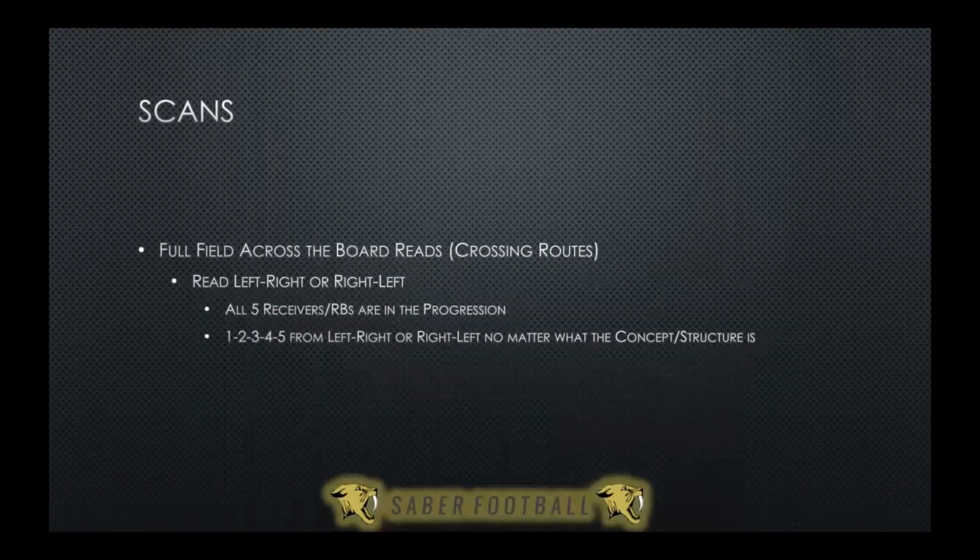All right, the next read category for us are our scan reads. So this would be our full field across the board reads, and you can picture any sort of crossing route concept here. So for us, this is going to be our mesh variations and our Y cross variations. Okay, they're read left to right, right to left, straight across the field, 1, 2, 3, 4, 5. We're going to have all 5 guys that are on the field in the route here.